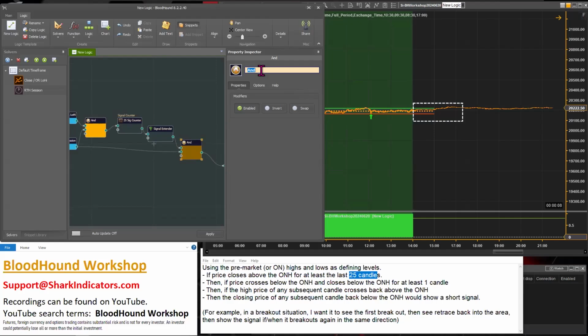Let's give this AND node a name here. We've got a lot of acronyms going on. We have the regular trading hours first breakout. That's what this AND node is giving us: the first breakout, but also right during the RTH.